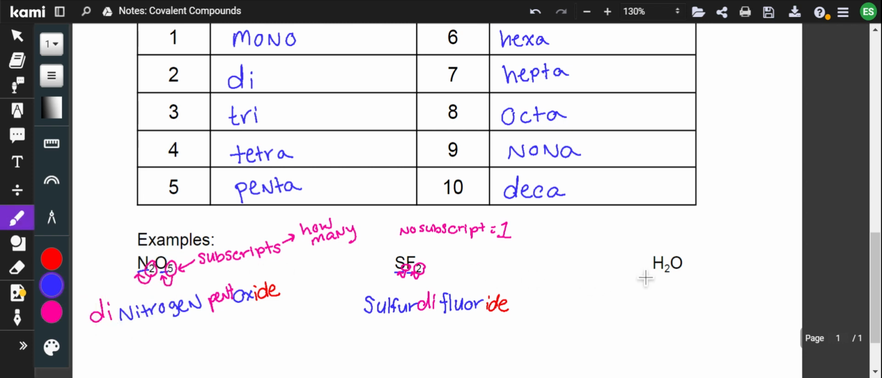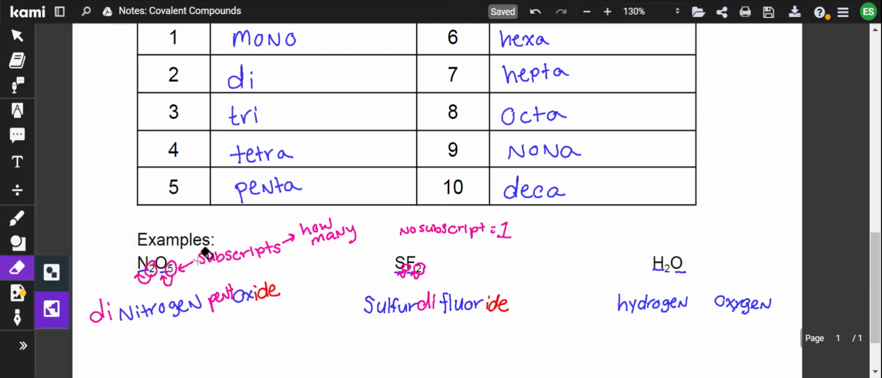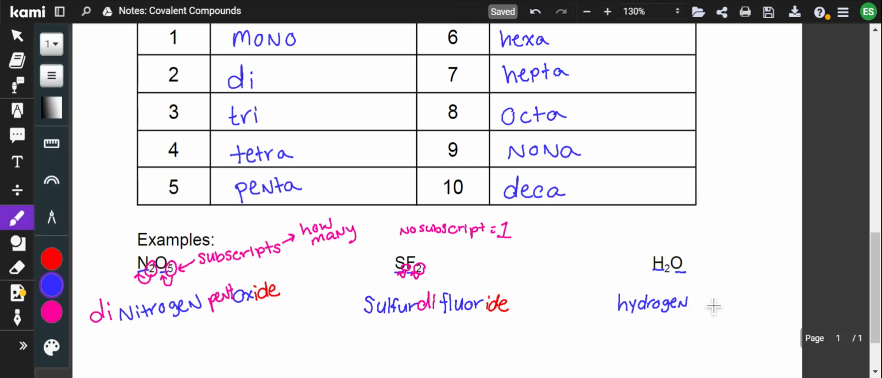Now, water is made up of hydrogen and oxygen. At this point, we should all be very familiar with what water is made up of. We've talked about it a lot. So we have hydrogen and we have oxygen. But again, as we know, oxygen comes second and we have to change that ending. So it's not going to be oxygen. We're going to change it at the second to last vowel, which is the Y. Oops, I erased too much. And it will become oxide.